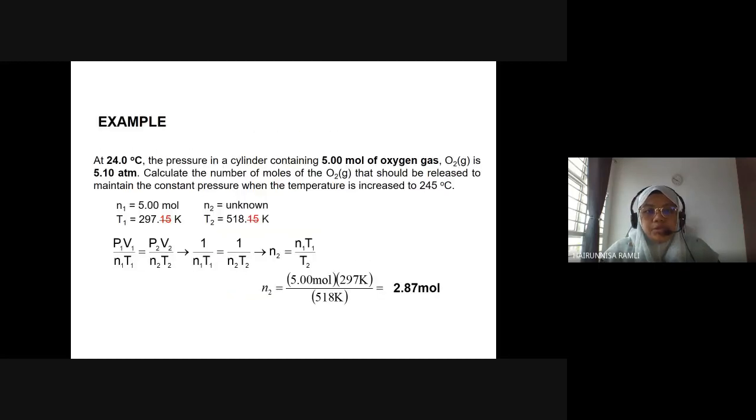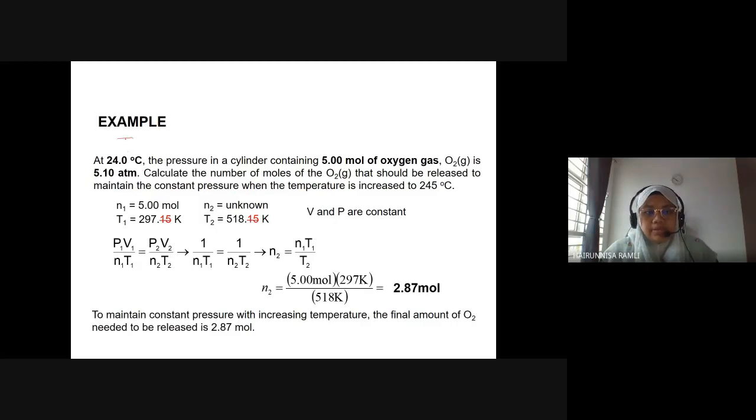Okay, so tengok contoh. At 25 degrees Celsius, this is temperature. The pressure in a cylinder containing 5 mole of gas, so N is 5.1 atm. Calculate the number of moles. So this is N1. That should be released to maintain the constant pressure. So P constant. When the temperature is increases to 245. T2. This is T1.